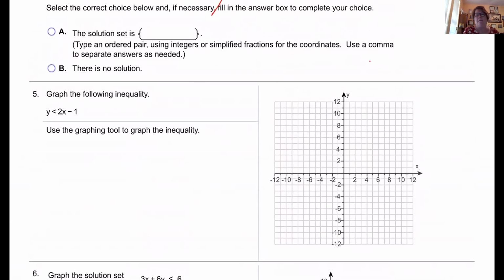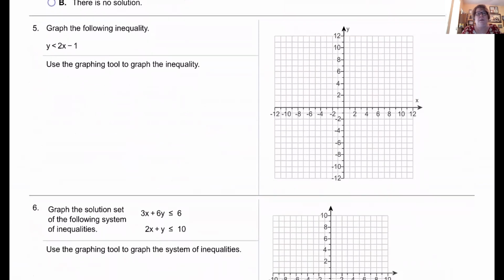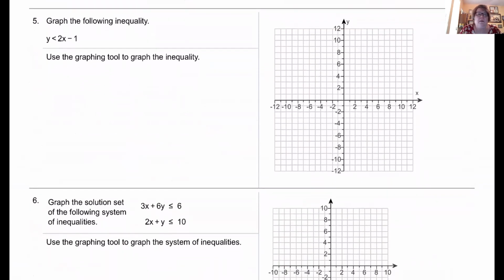I'm going to start our graphing of inequalities in problem 5. The first inequality that we're going to graph is y is less than 2x minus 1. I would graph this using slope and intercept since it is already in slope-intercept form. So the y-intercept is -1, so I would plot that. The slope is 2. So I'm going to go up 2 and over 1.